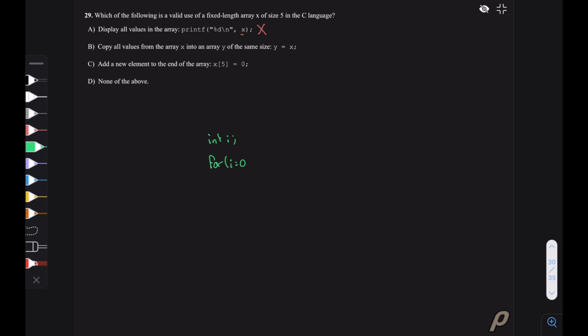So for I equals 0. In this case, our size is 5, so I less than 5, and then you would do this printf %d, x at I. So that's the correct way to print. So A is in fact not the correct answer because that's not printing what we want it to.